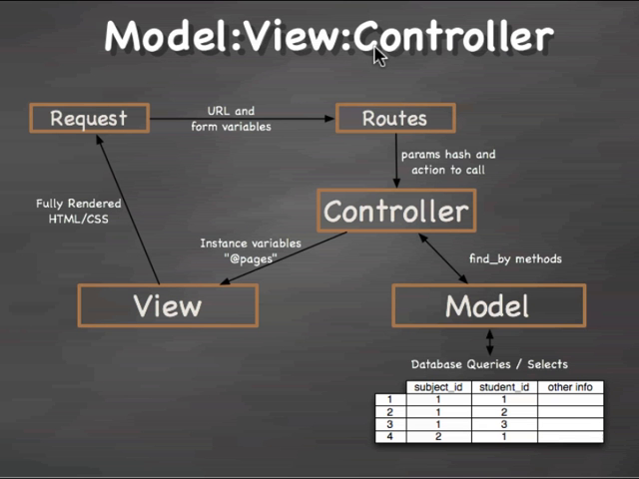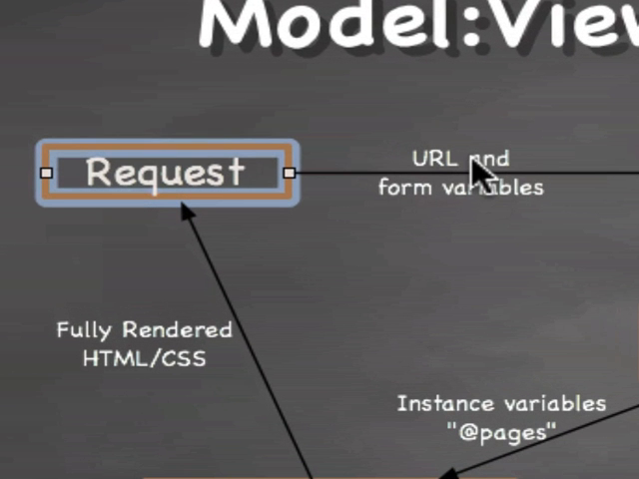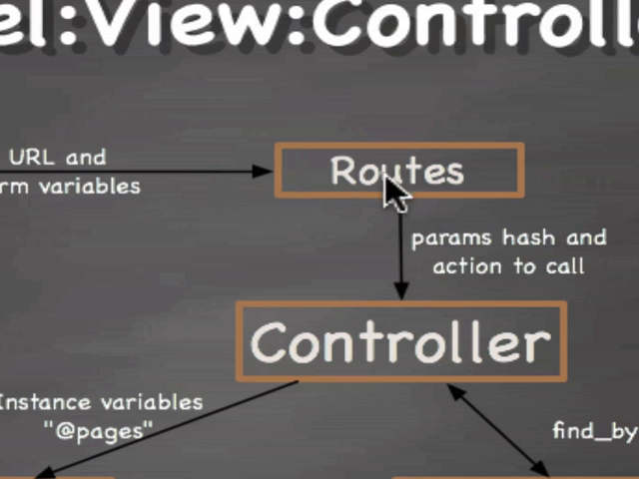You should all now be familiar with the model view controller concept of a Rails project. A request comes in from the URL from a browser directly to your Rails project, and from that you're actually accessing a URL with some particular form variables, or query string variables that might be in the URL itself. That information comes into the routes system built into Rails, which breaks all of that up and creates a parameter hash and calls a particular action in our controller.